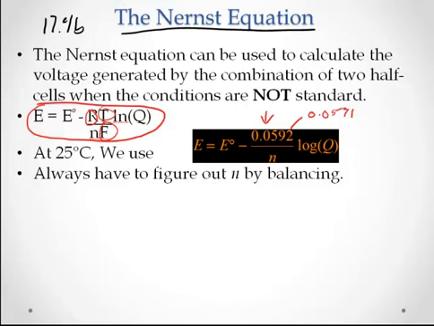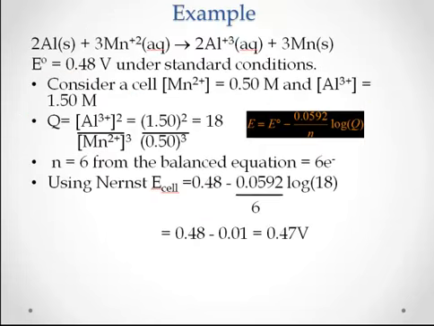So, anyways, the n, of course, is the number of electrons, and we get that by balancing. And Q, good old Q, boy, we haven't seen that for a little while, right? That's just the concentrations of the products over the reactants at the very beginning. Okay, so knowing that, let me show you how we would do one of these problems, because they're not too bad.